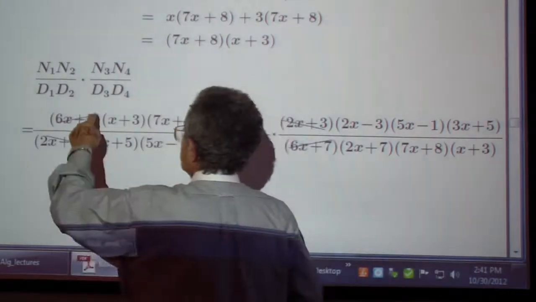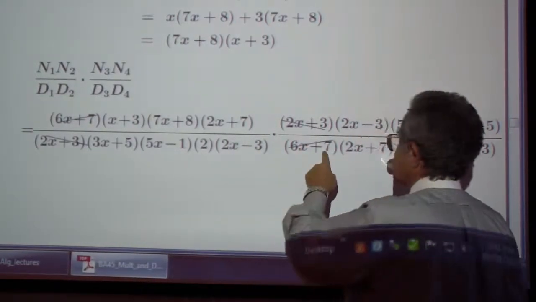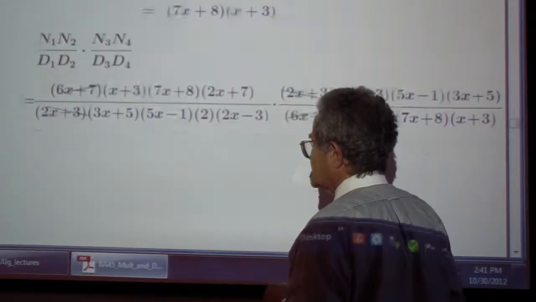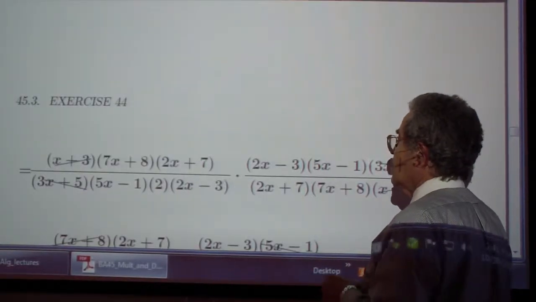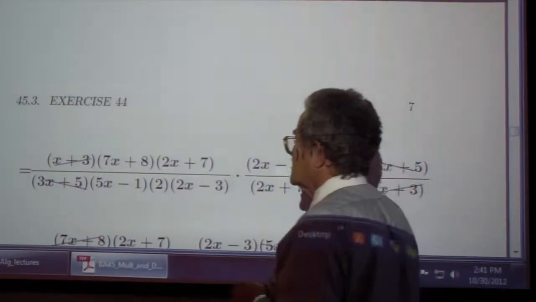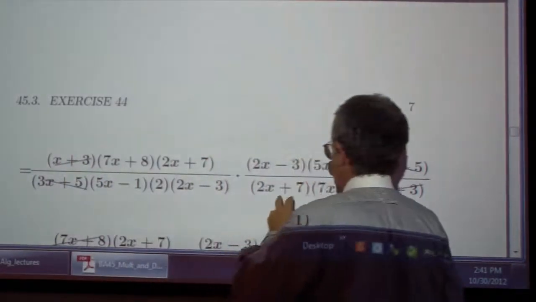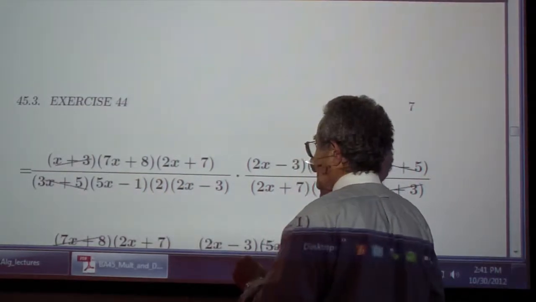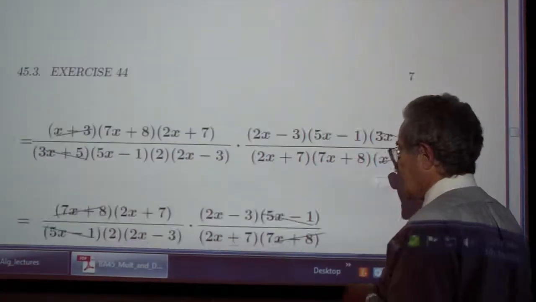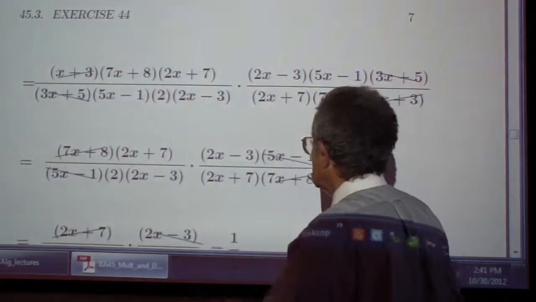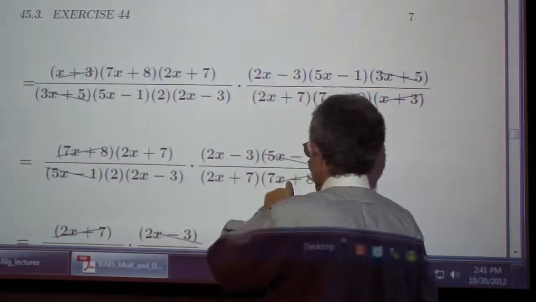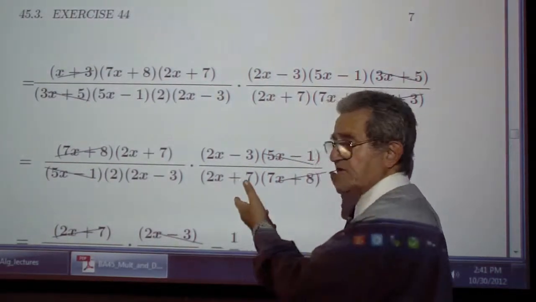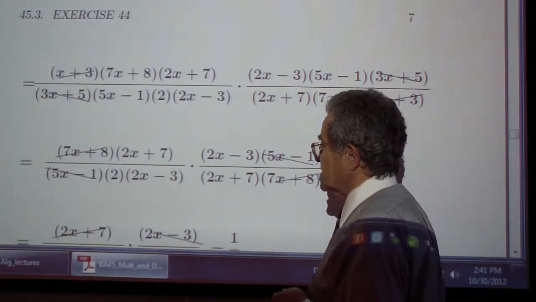You can divide by 6x plus 7 here and here. You can divide by 2x plus 3 here and here. Let's see what we are left with. Oh, this is what we are left with. You can divide by x plus 3 and x plus 3. 3x plus 5, 3x plus 5. Let's see what we are left with now. This here, you can divide 7x plus 8, 7x plus 8, 5x minus 1, 5x minus 1. I do it one step at a time, otherwise it's too confusing.